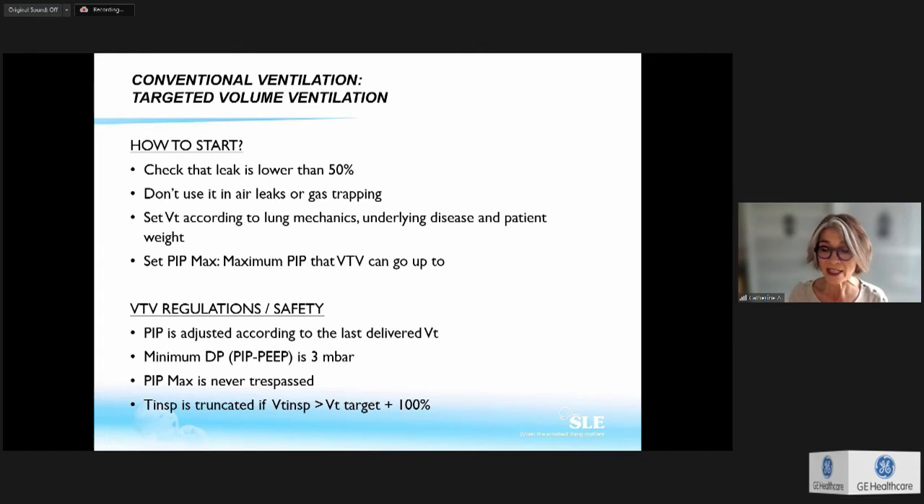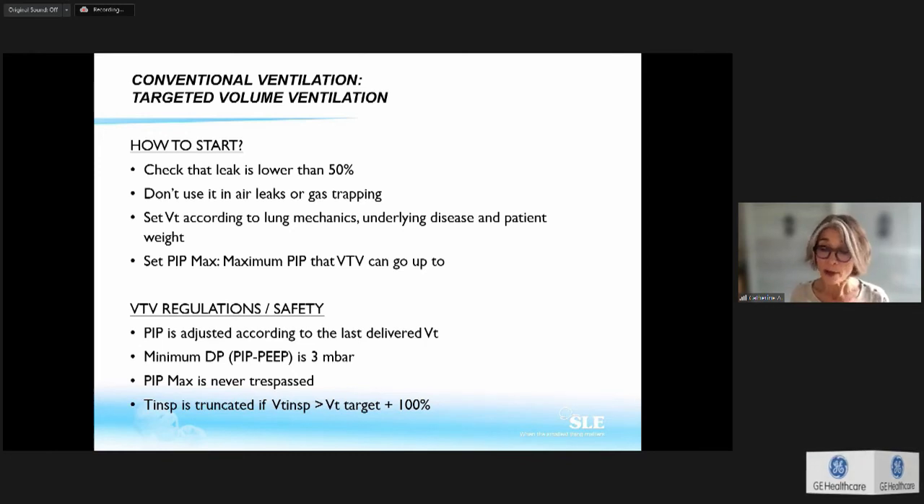So what does the ventilator do? It will decrease the PIP, but the minimum delta pressure that the ventilator will deliver is 3 millibar. It won't go below 3 millibar. Why? Because if we go below, it will be like a patient on CPAP. And you never leave an intubated patient on CPAP, because you might exhaust the patient. So we leave a minimum of 3 delta pressure to make sure that you don't increase too much the work of breathing of the patient.